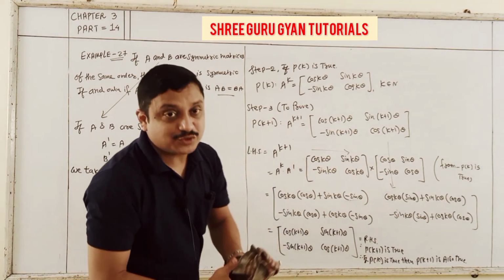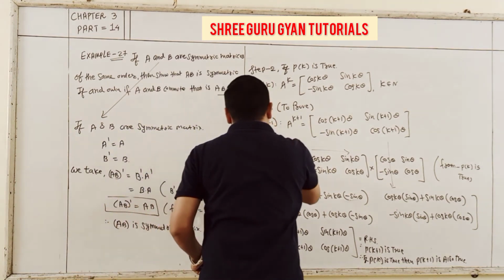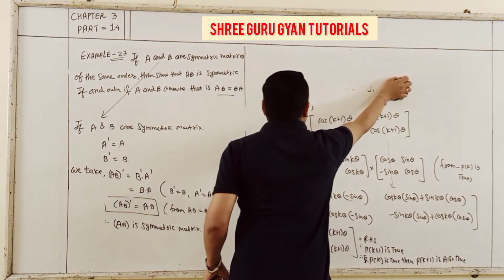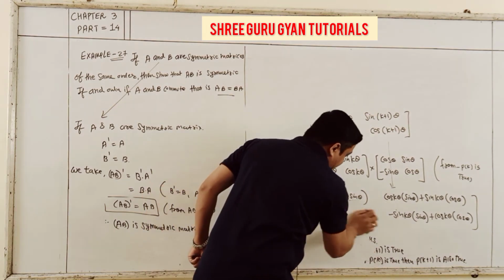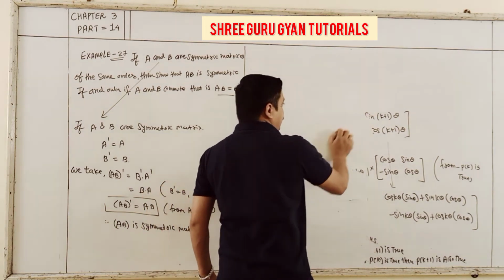Now example 28. 28 is the most important for exam level. This is the last example in your miscellaneous series.